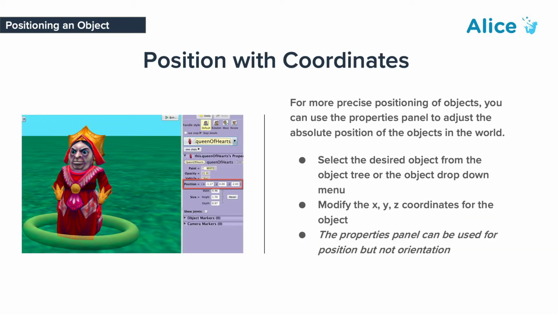For more precise positioning of objects, you can use the Properties panel to adjust the absolute position of the objects in the world. Just select the desired object from the object tree or the object drop-down menu. Modify the X, Y, and Z coordinates for the object in our Properties panel on the right by simply typing in the coordinates you need. The Properties panel can be used for position but not orientation.